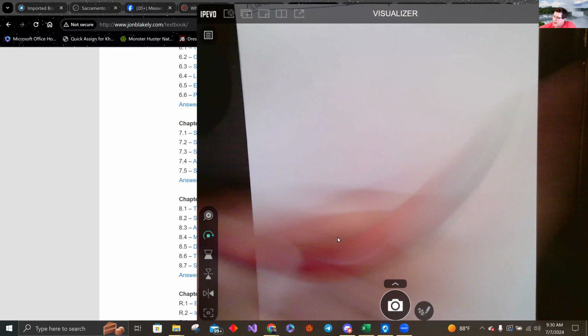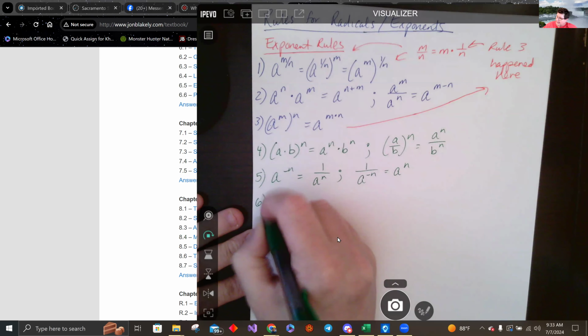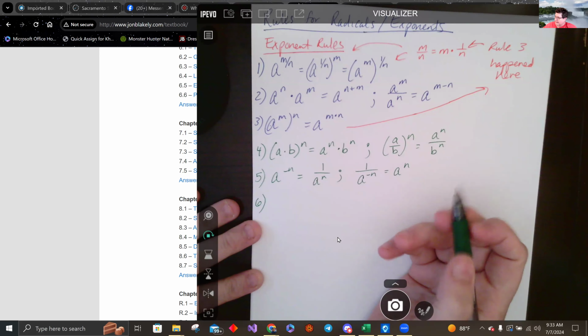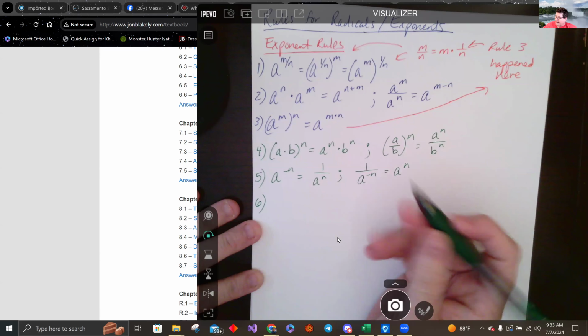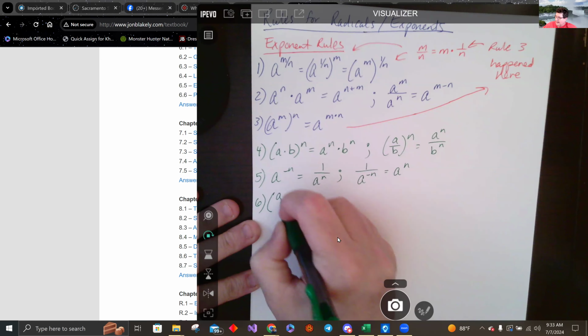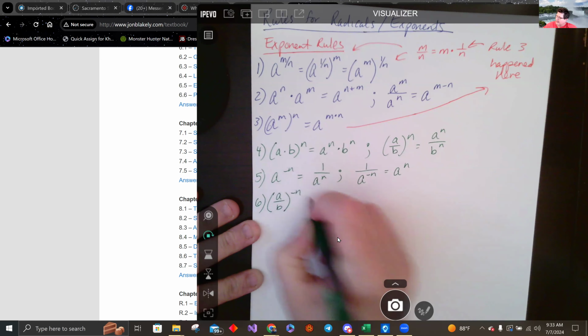We have a to the negative n equals 1 over a to the n. And we have 1 over a to the negative n equals a to the n. So we have a negative exponent. We can move it to the other side of a fraction. Make the exponent positive. And 6 kind of combines 2 and 5. If we've got a over b to the negative n, this is the same thing as b over a to the n.